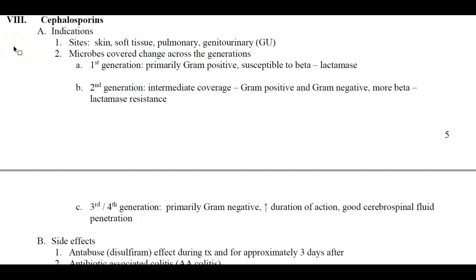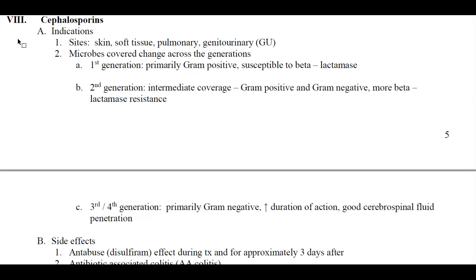Cephalosporins. Cephalosporins are considered bactericidal. Indications or reasons why we administer this drug include skin, soft tissue, pulmonary, and GU infections. The microbes covered under this drug change depending on what generation we're talking about. The level of gram-negative coverage increases with each successive generation. So we have the first generation, second generation, third generation, and fourth generation cephalosporins.